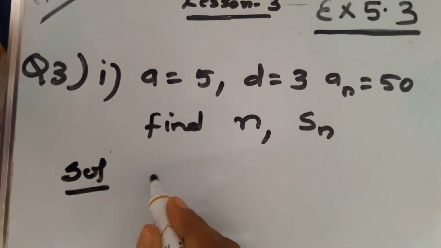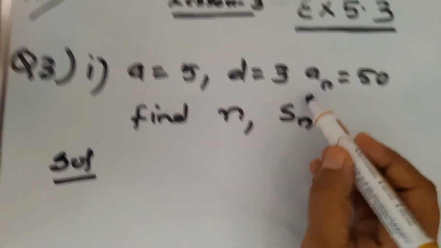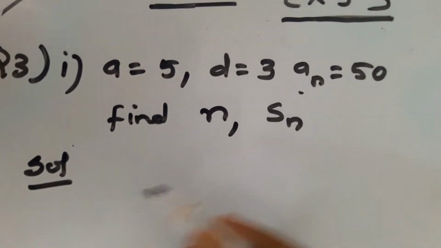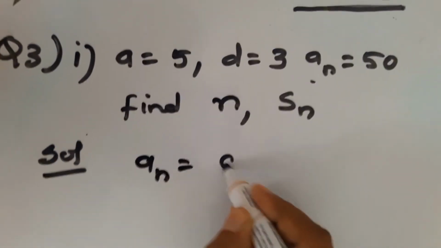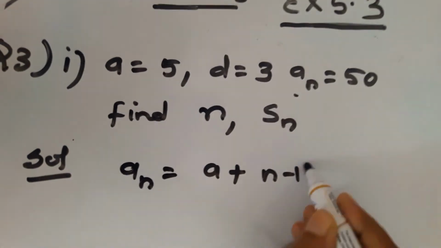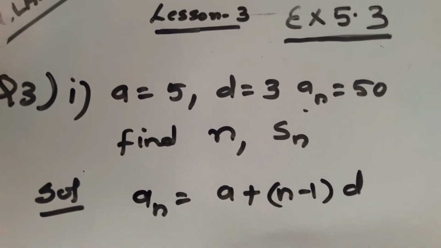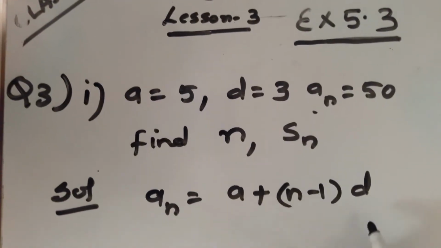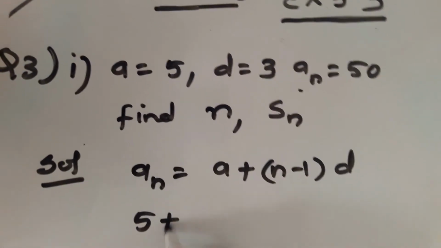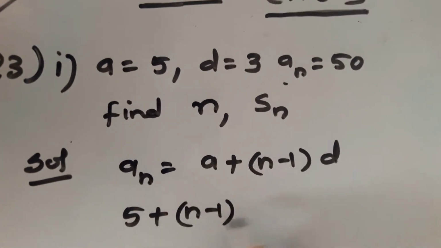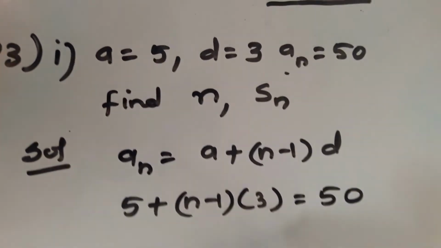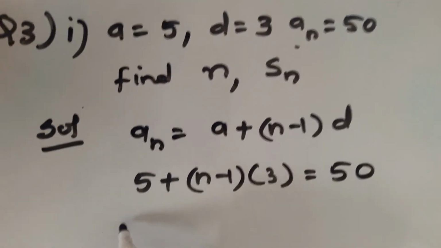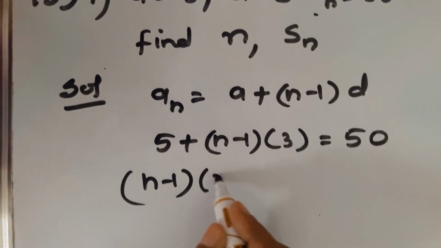First, we know this. So from this An term, we have to find out what is N. So like how we did in second question, we will write An is equal to A plus N minus 1 into D. A is 5 plus N minus 1 and D is 3. This is equal to An. An is 50. Keep this N minus 1 and 3 here only.